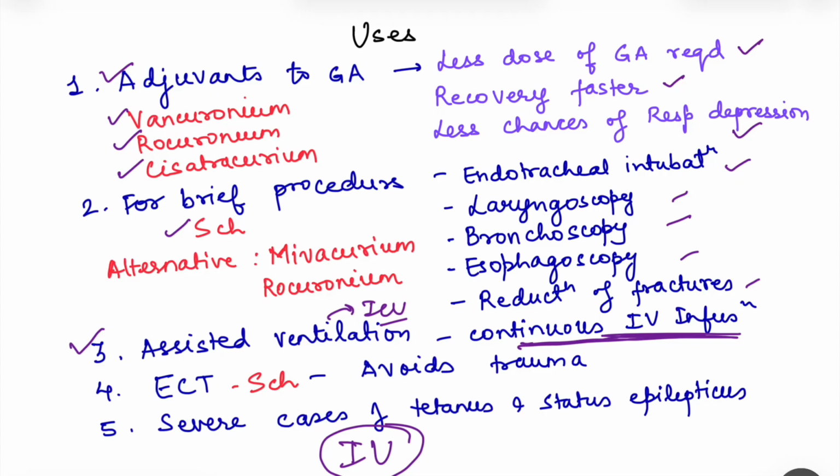Then they can be given during electroconvulsive therapy. During electroconvulsive therapy, there is a stimulation of the neurons. This causes convulsions, and this can also lead to trauma. So if the muscles are relaxed, it avoids the trauma, and this can be done by giving succinylcholine. Then these drugs can be used in severe cases of tetanus and status epilepticus, though we have seen that in tetanus we have the centrally acting muscle relaxants, not the peripherally acting skeletal muscle relaxants. But suppose if the patient is not responding, then in severe cases these drugs can also be used.